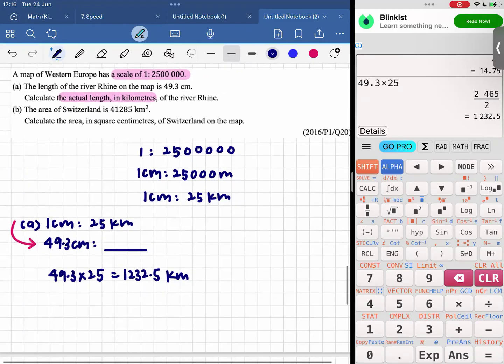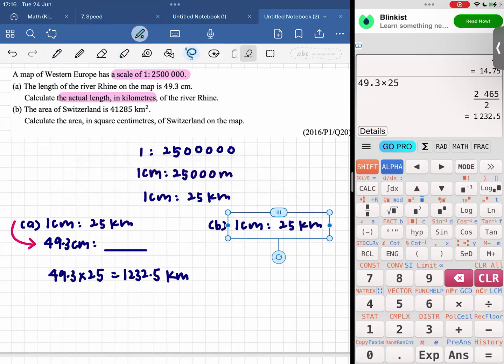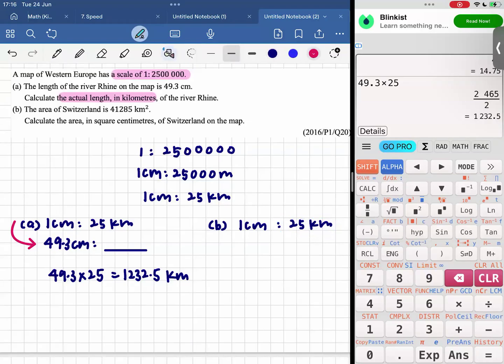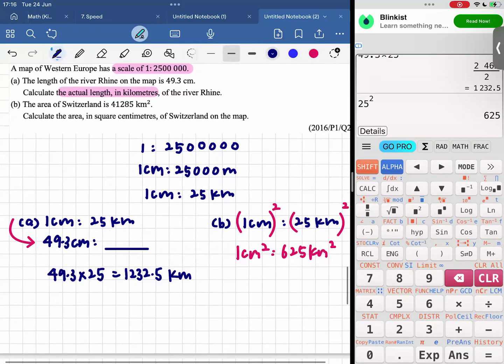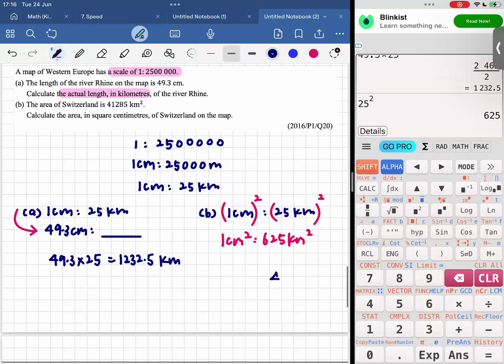Then what about part B? For part B, you are given the actual area. So similarly, use this. Change this to your area scale. Same concept here, just need to square. So 1 cm square, 25 square is 625 square kilometers. So this one here, what do we want? We want 41825. Wow. Okay, so this one here is like that.